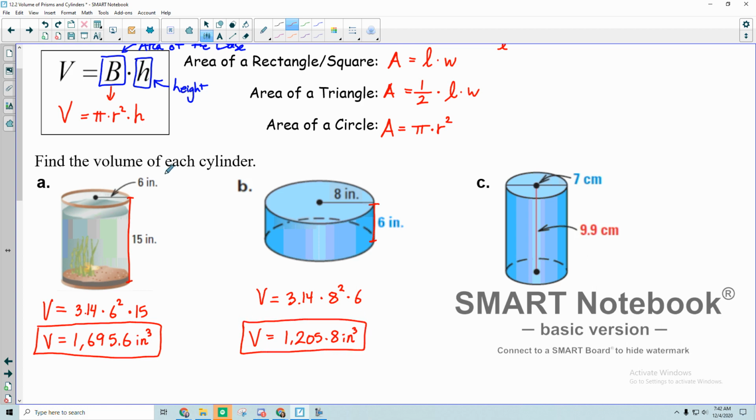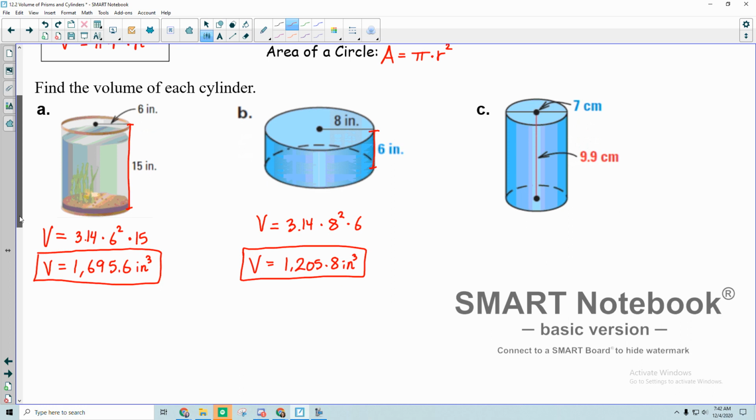So essentially, if we were to fill both of these up with water, it looks like this fish tank could hold more water than this squat little cylinder, okay? So it has a greater volume, it can hold more water inside of it.